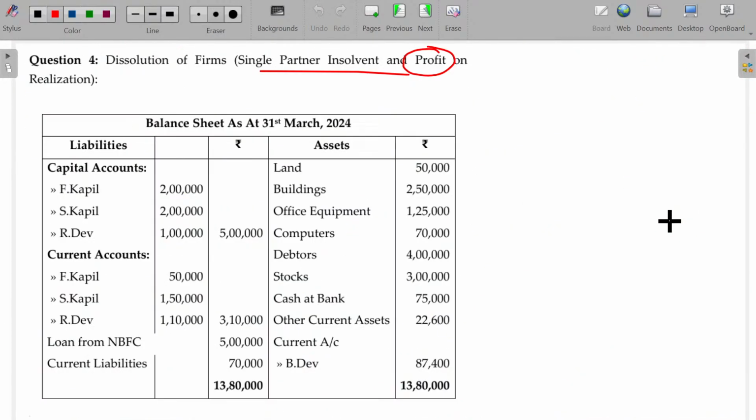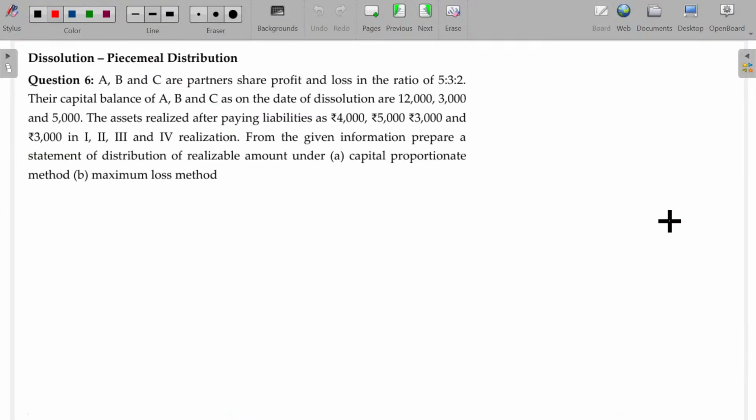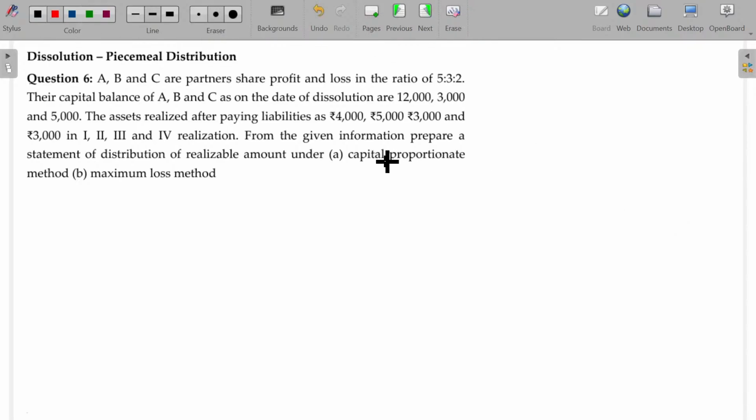Right. Let's start with question number 6. I'm going to solve this question number 6 under the capital proportionate method as well as the maximum loss method, both methods. Let's start with the first method, the capital proportionate method. Under this method, you have to prepare a working note.